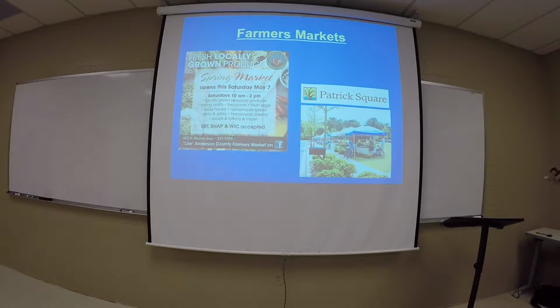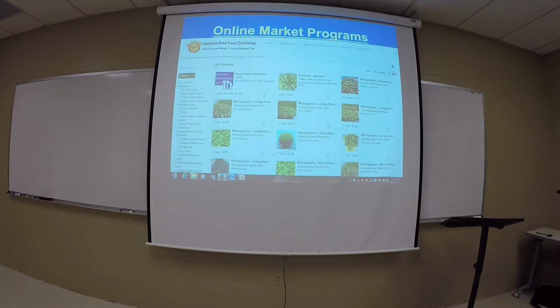And then farmers markets. Farmers markets are everywhere. Just here in this area, the Anderson Farmers Market is probably the biggest one, in downtown Anderson. There also is one in downtown Clemson. For some reason, they haven't been able to establish a farmers market down there. But there is one at Patrick Square in Pendleton.